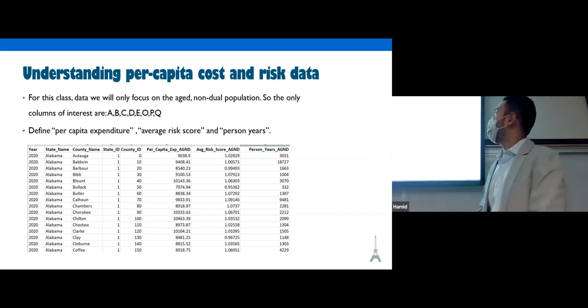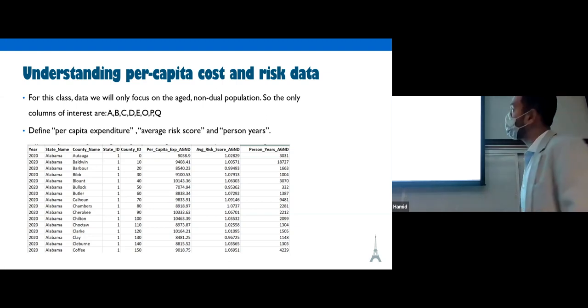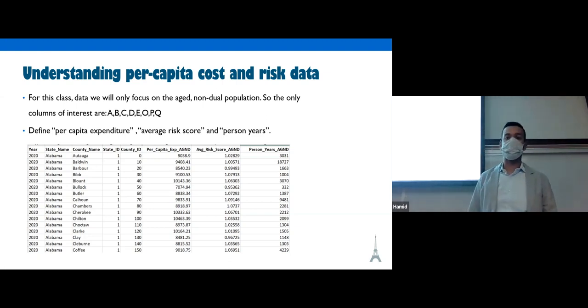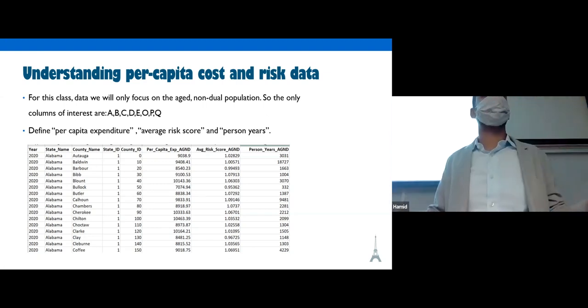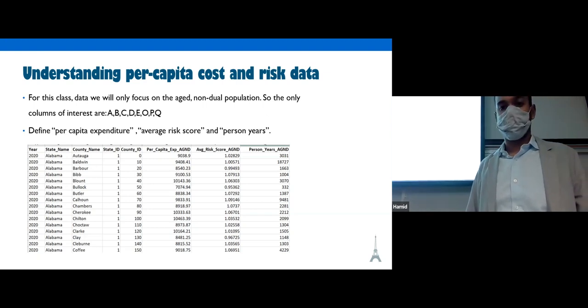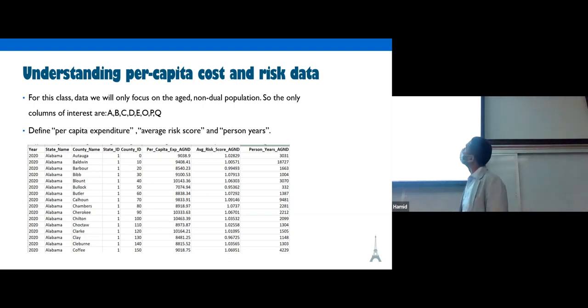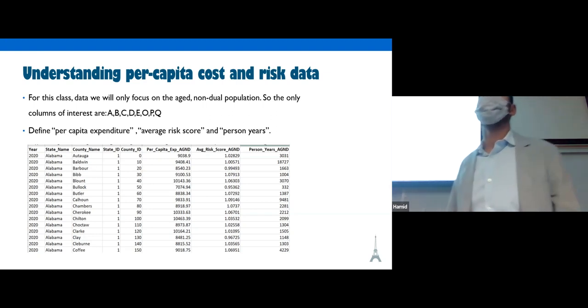But for this class, these are obviously the variables that are describing the data. But in terms of the data values, we're only concerned about column O, column P, column Q. It's only the columns that have the term AGND in the column name. I'll just give everyone 10 seconds to make sure that we're hiding or getting rid of any columns that we don't want to look at. Are we all there? Good?